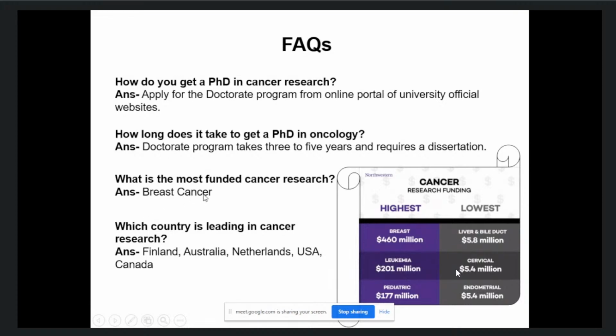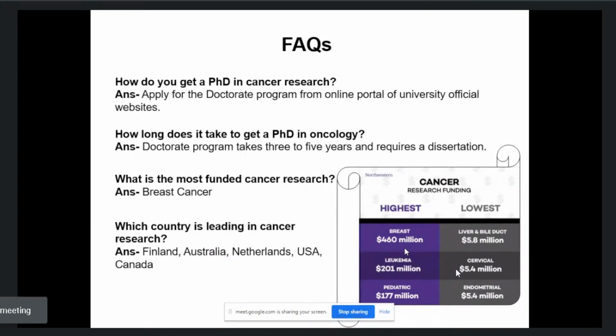Next, which is the most funded cancer research? That is breast cancer. We can see here that you can get 460 million dollars if you have a project in breast cancer. That depends on the objective of the project, what the possible outcome is that you have planned, and what hypothesis you have made. That will be scrutinized and go through several procedures where experts go through your proposal, and then accordingly.